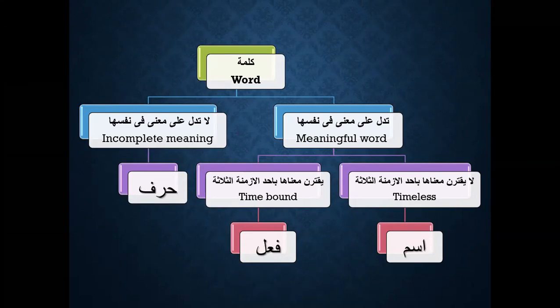So the one that has a complete meaning is of two types. Either it is time bound or time unbound. If it is within the time limit, it has got a time of any of the tenses, present, past, or future, then it is called fi'l. If it is connected to the time, it is fi'l. If it is not connected, it is timeless, it hasn't got any time binding, then this is ism, noun.